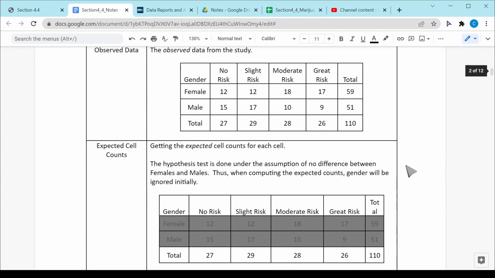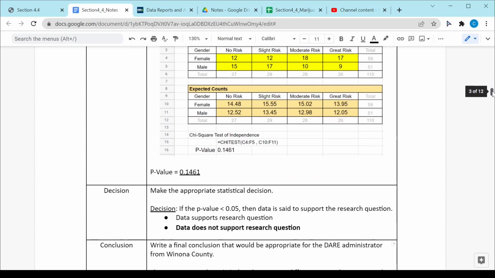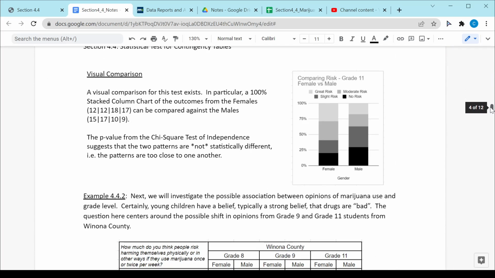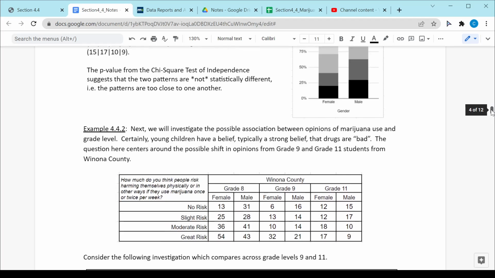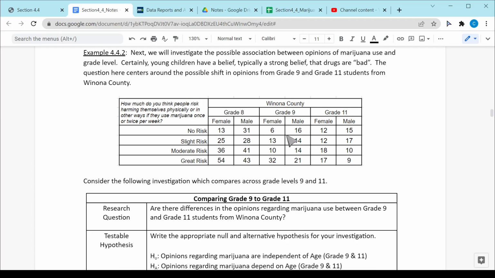Let's do another one, and this one is going to be whether or not the perceptions of marijuana use changed from 9th grade to 11th grade. So here, for example, I'm just going to look at the 9th graders. I'm not going to worry about gender here. So I'm just going to look at the 9th graders and see how much it changed until they got to 11th grade. Again, this is for Winona County.